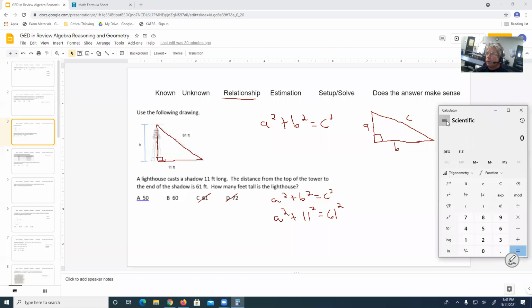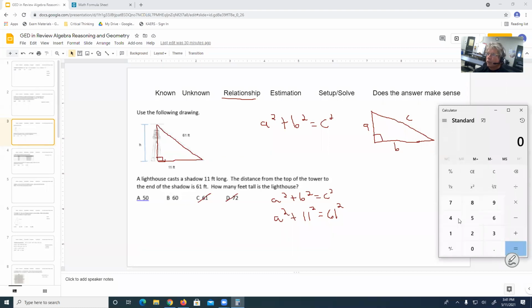So I'll get this calculator out of the way and give me a simpler calculator. 11 times 11 is the same thing as 11 squared. That's 121, so I'm going to replace that with 121. And then 61 squared means 61 times 61. That's going to be 3,721.